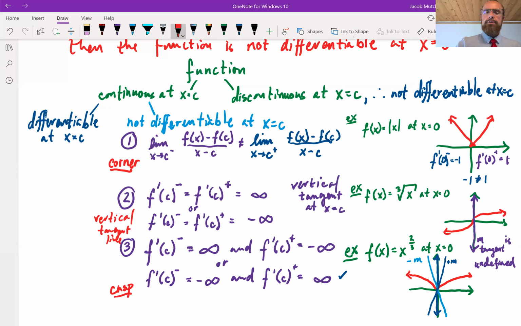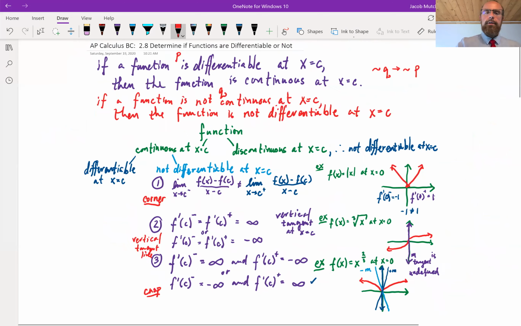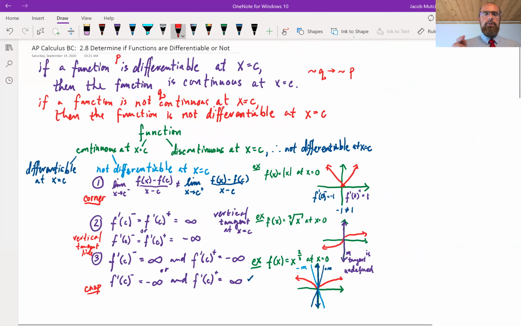So again, just to recap there, our flow chart starts with a function. It could be continuous, it could be discontinuous. If it's discontinuous, it's not differentiable at that x value. If it is continuous at that x value, it could be differentiable.